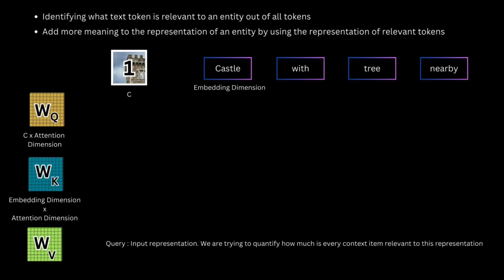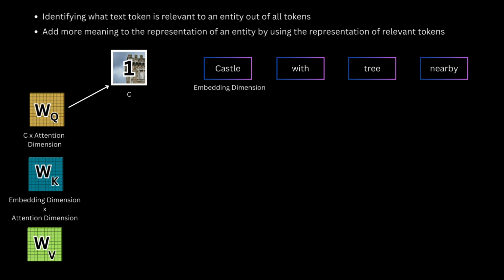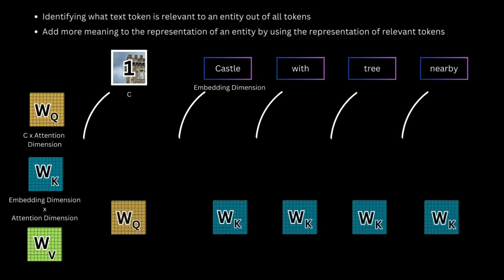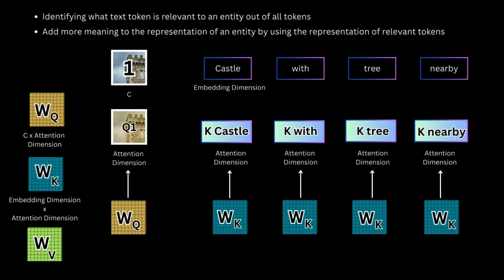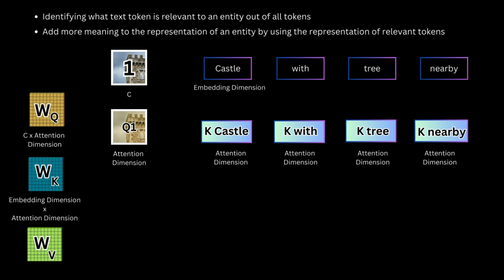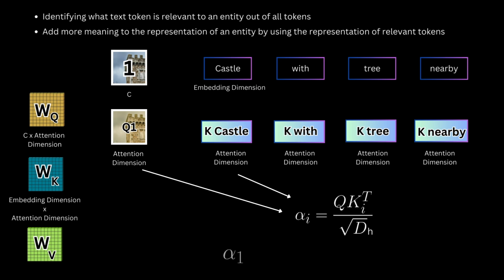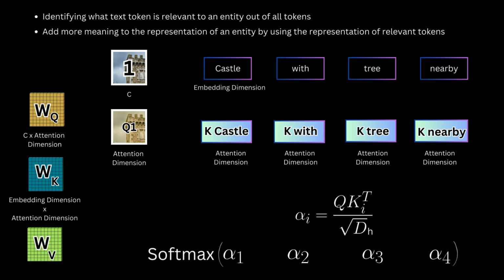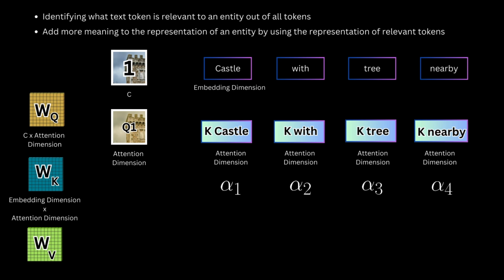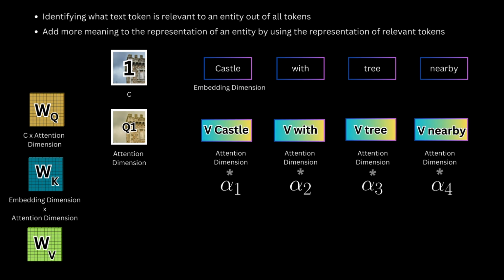These will be used to build the query representation for 1 and key and value representation for these text tokens. Again, the only point of difference is what is Q and what is K and what is V. Using the matrices, we get the query and keys representation. Same dot product gives us 4 values and then softmax. And like here, maybe the token castle gets a higher relevance. Then we use WV to get value representation of these text tokens.